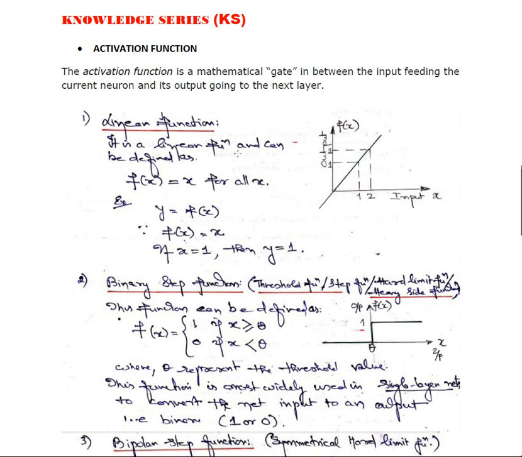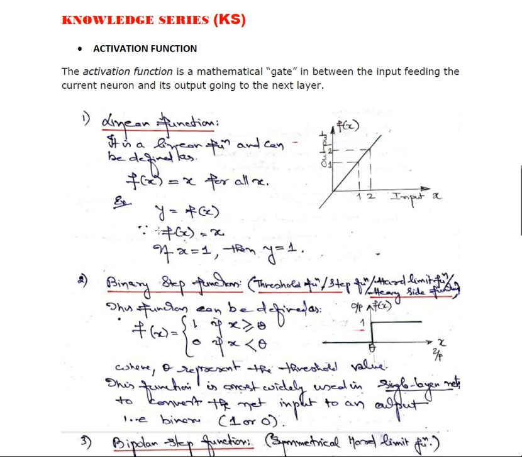Now there are different types I'm going to show over here. Let's start with the first, the linear function. What is a linear function? For a given input x, you produce a y, represented as f of x, which is equal to x for all values of x. That means between x and y you have a linear line. The slope passes through the origin, and it is linear with respect to both x and f of x.